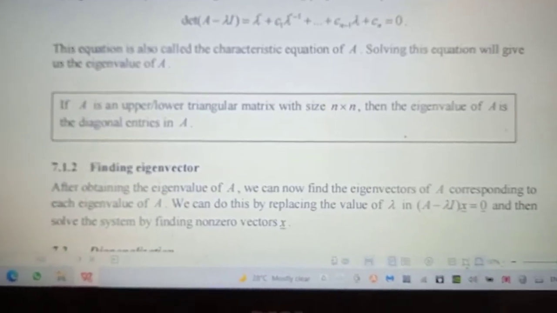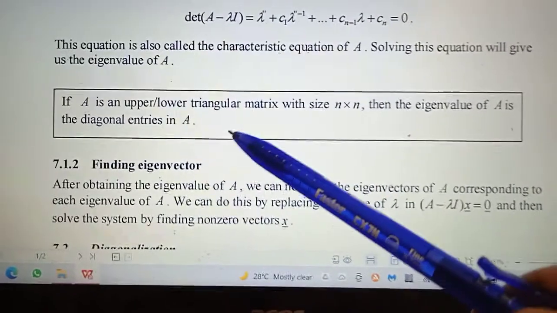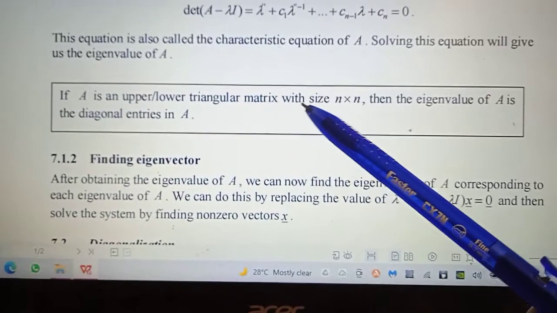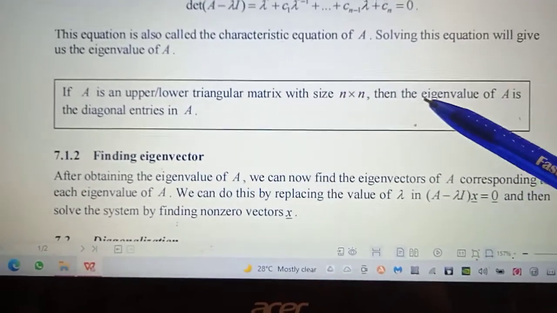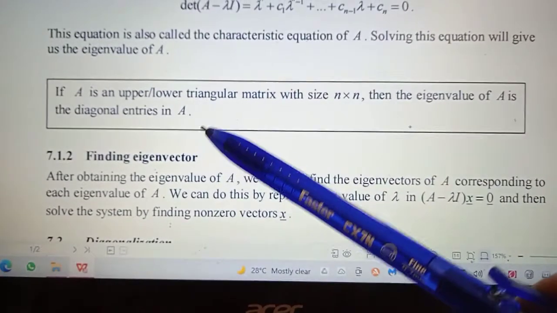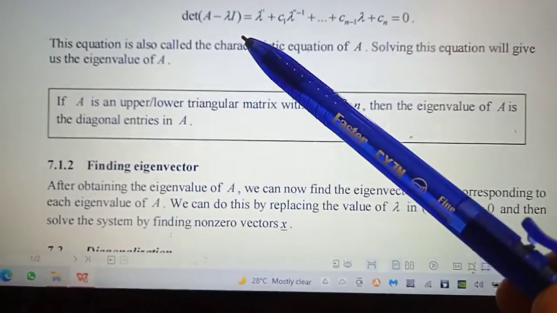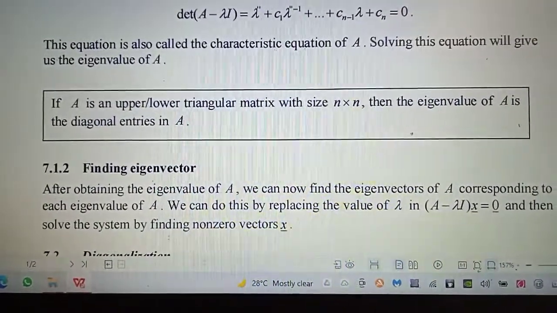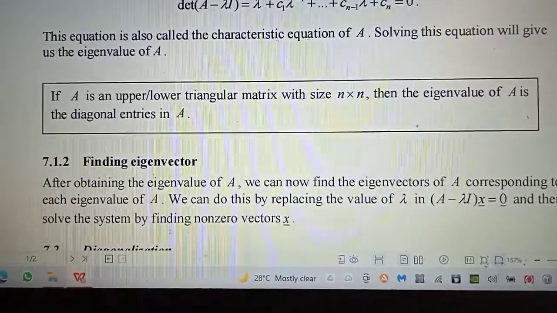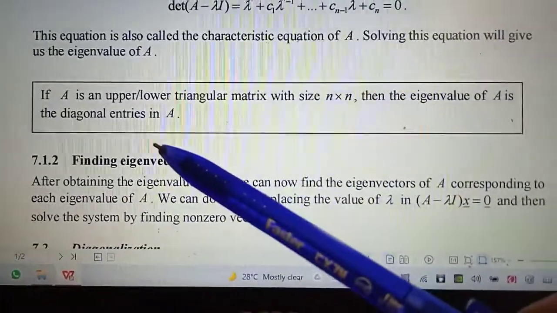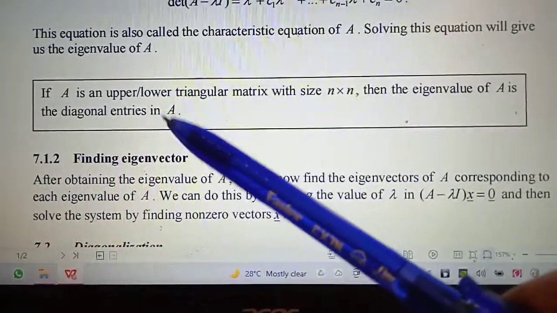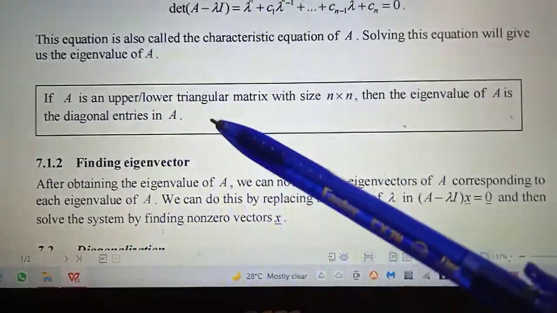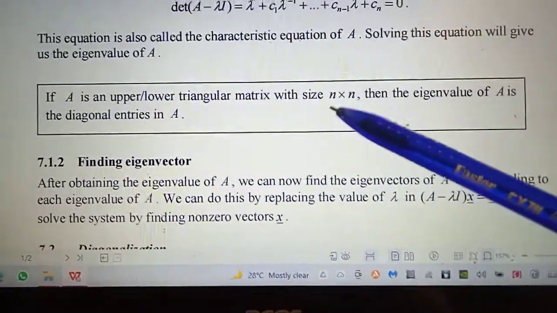Okay, so this is one of the properties. If A is an upper or lower triangular matrix with size n times n, then the eigenvalue of A is the diagonal entries in A. If the coefficient matrix given is a lower or upper triangular matrix, then the eigenvalues are just the diagonal entries in A.